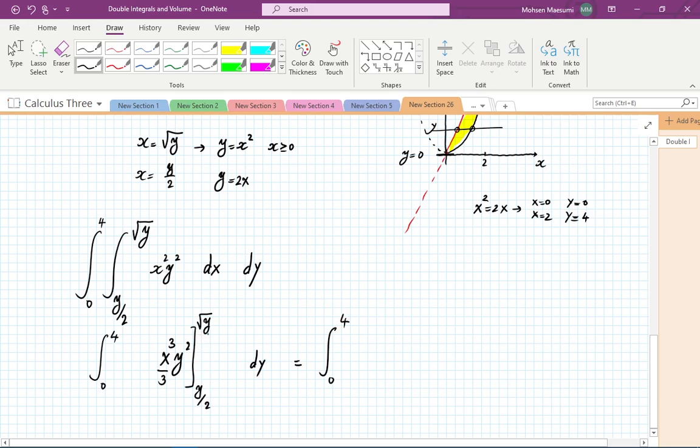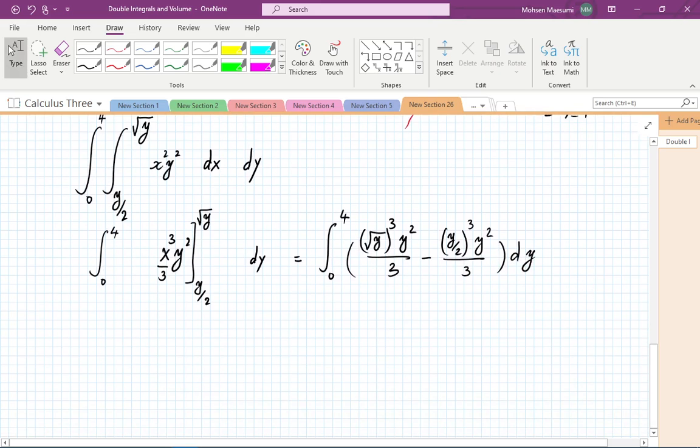Inner integral, we put radical y here, so I get radical y cubed, then y squared, and then over 3. And then next phase, we take x and replace it by y over 2, cube that, multiply by y squared, again divide by 3, and this whole thing, whatever it is, has to be integrated one more time. So this was a straightforward integration. Everything is polynomial, so it's not that bad.